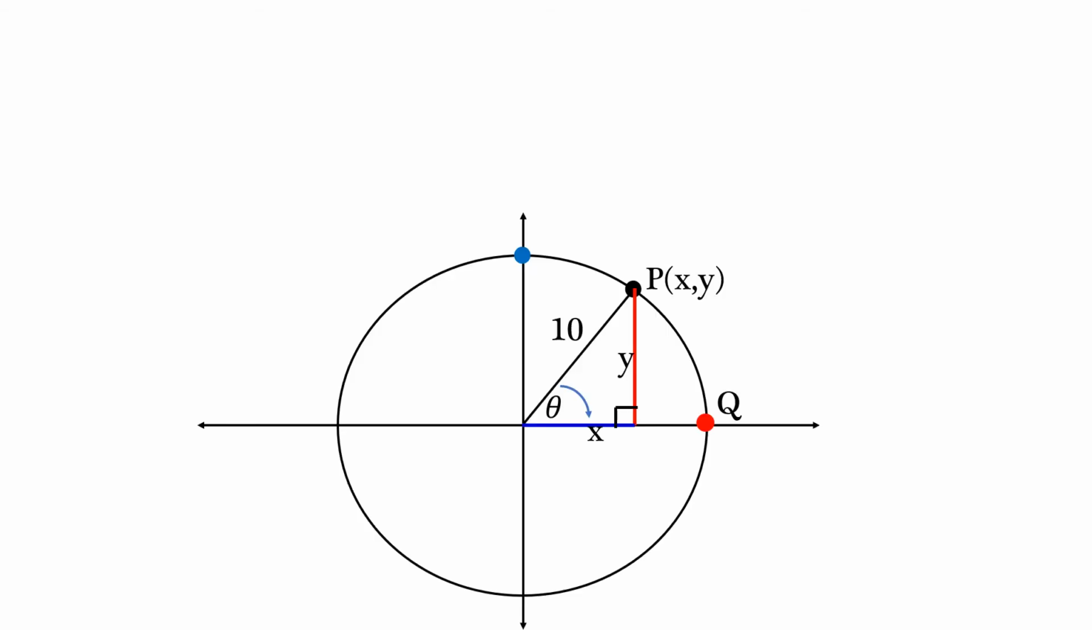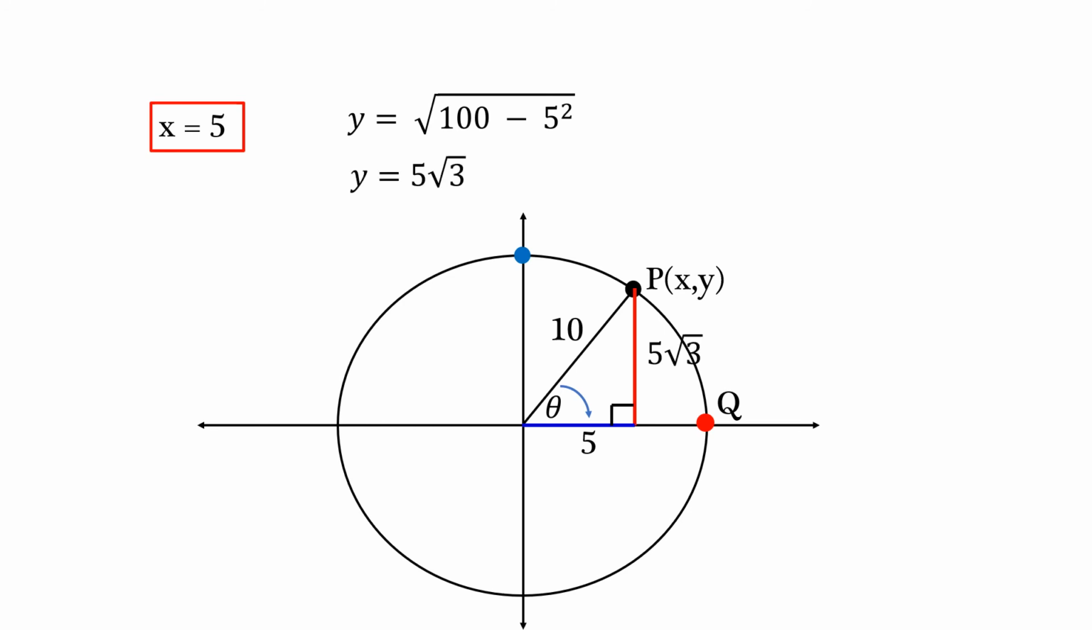The value of x is known to be 5. So using that value, we will be able to find the vertical side of this triangle, again using the Pythagorean theorem. So we have the square root of 100 minus 5 squared. That will give us a square root of 75, which will give us 5 square root of 3. So the vertical side of this triangle is 5 square root of 3.